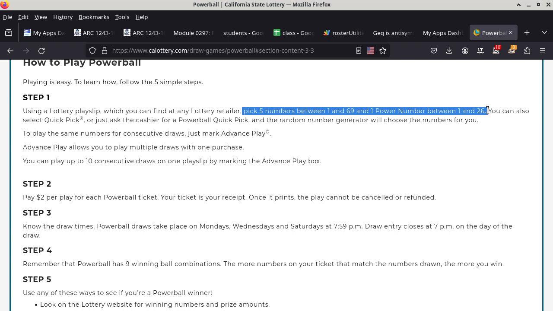The next question, we'll get to that question later. And then the second part of the same sentence says one Powerball number between 1 and 26. It also does not explain to you whether you can use the same number or not. And the answer is yes. So that means I can pick 1, 2, 3, 4, 5 as my five numbers, and then I can pick 1 again as my Powerball number. So the Powerball number has nothing to do with the five numbers that I picked earlier. Is that understood? Okay.